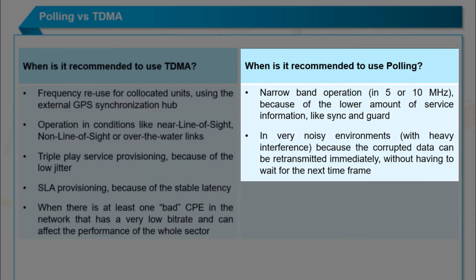On the other hand, it may be better to use polling in the following situations: narrowband operation in 5 or 10 MHz because of the lower amount of service information like sync and guard. And polling may also operate better than TDMA in very noisy environments with heavy interference because the corrupted data can be retransmitted immediately without having to wait for the next time frame.